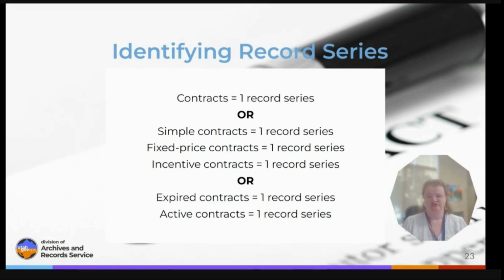Your decision to group records might be based on the volume and variety of contracts that you manage and the care that they need. For example, if you don't have a large variety of contracts, you might only want to distinguish between expired and active. Or if you have a large volume of contracts to manage annually, you might want to divide them by contract type for ease of use.